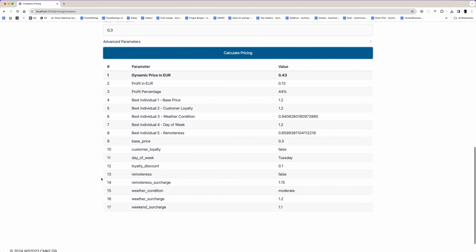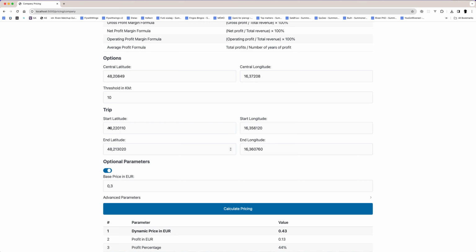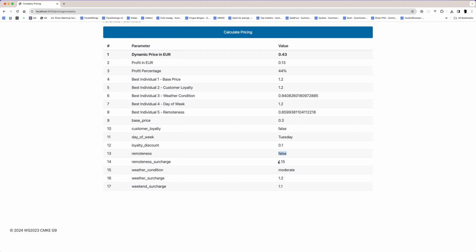respective dynamic price. Here in the results we see the different individuals which are optimized to calculate the best dynamic price for the company. We currently have a profit percentage of 44%. So we see our base price here. Customer loyalty would be false as default. The day of the week is currently Tuesday. Loyalty discount would be 10%. Remoteness is false because our start and end latitude lies within the radius. And our remoteness surcharge would be 15%.